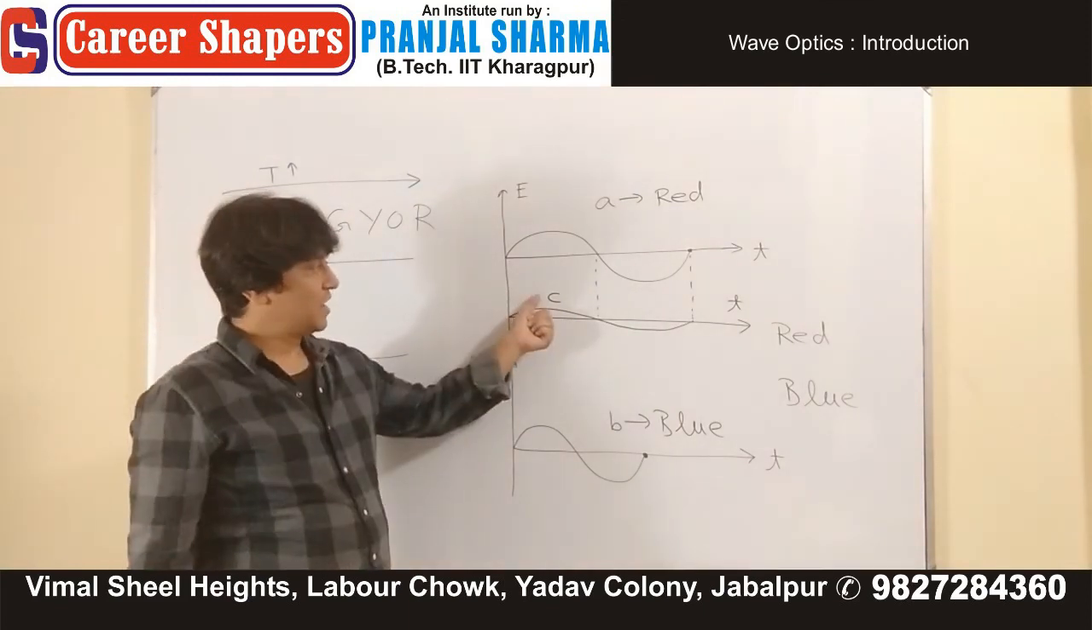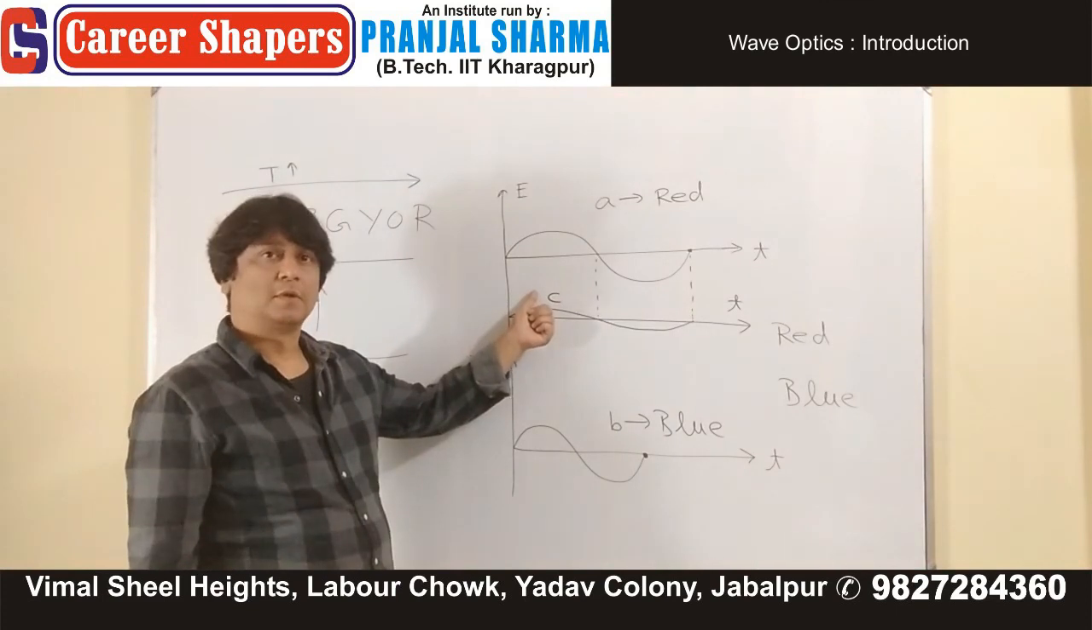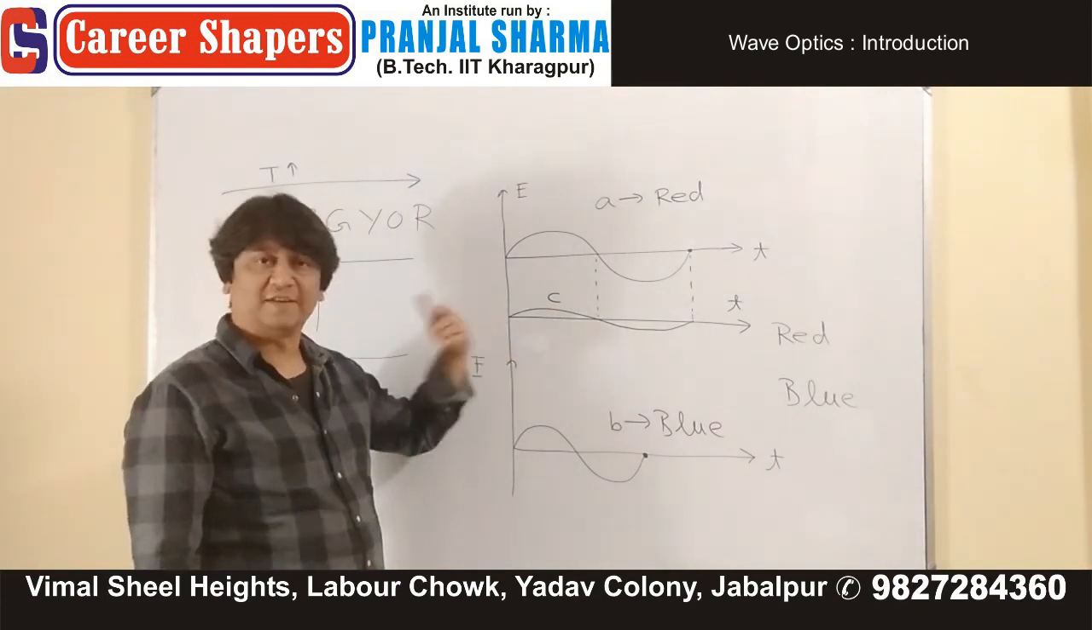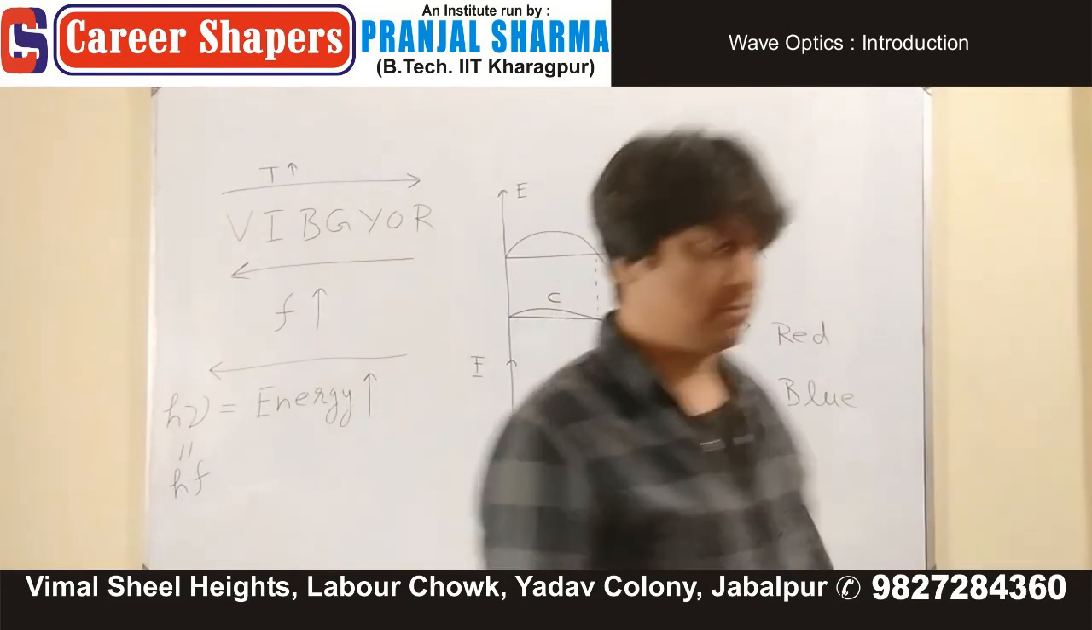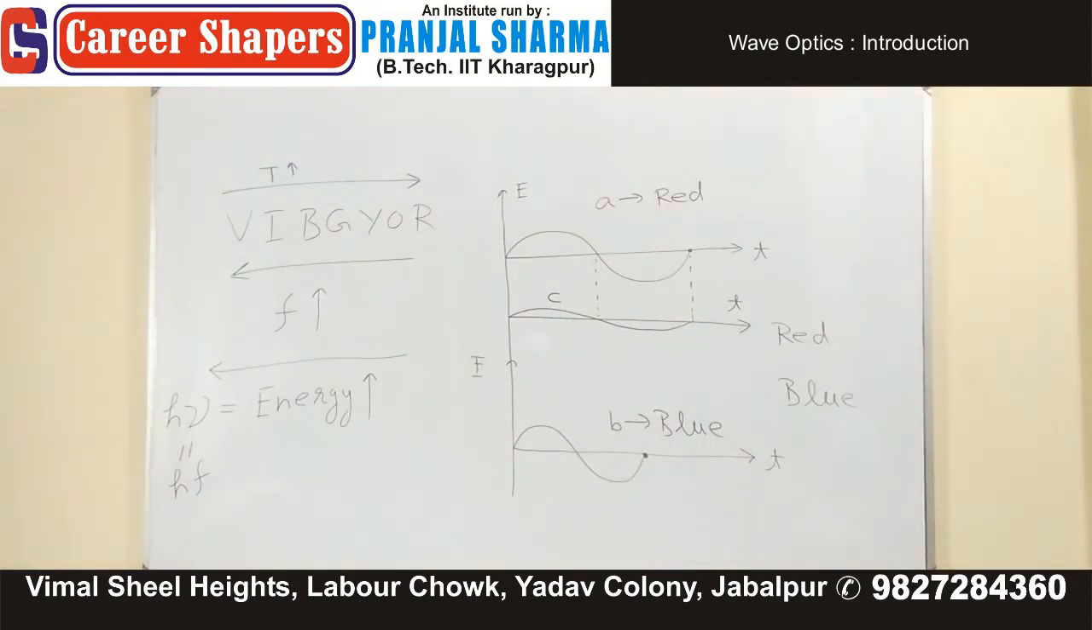What is the color of graph C? And what is different in graph C? Answer that in the comment box fast. If somebody asks you to compare graph C with all the other ones, then what will you answer? Definitely amplitude is different, but what are you going to see?